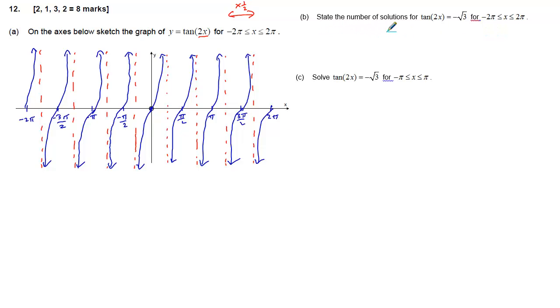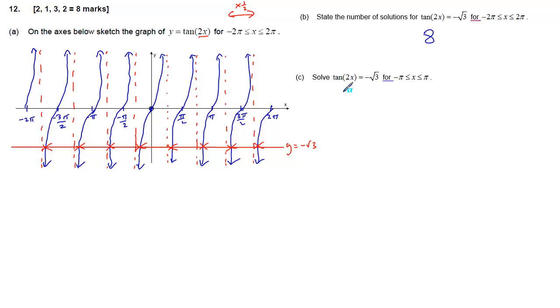We now want to state the number of solutions for tan 2x is negative root 3 for x between negative 2 pi and 2 pi. So if we just say that negative root 3 is about here, and put on here the line y equals negative root 3, we can see that we have 1, 2, 3, 4, 5, 6, 7, 8 solutions. So there are 8 solutions.